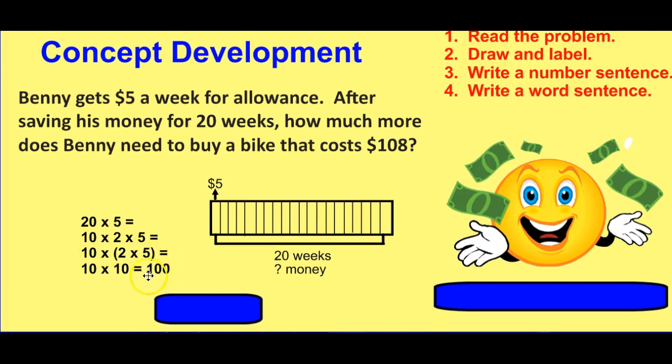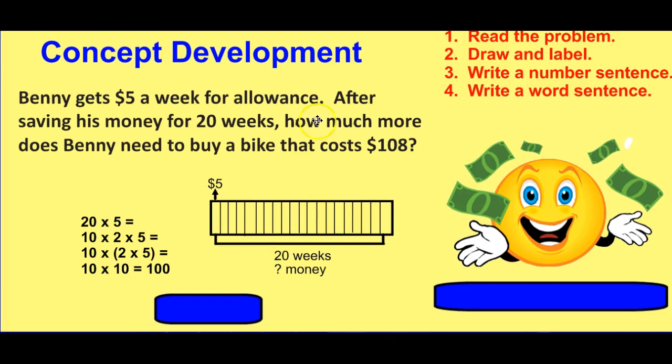So 100 tells us what? Does this solve the problem? Are we finished yet? Because what does this 100 mean? When I look back up here, we were trying to figure out how much Benny was making in 20 weeks. So this 100 tells me that in 20 weeks he made $100. So he has $100 after saving.